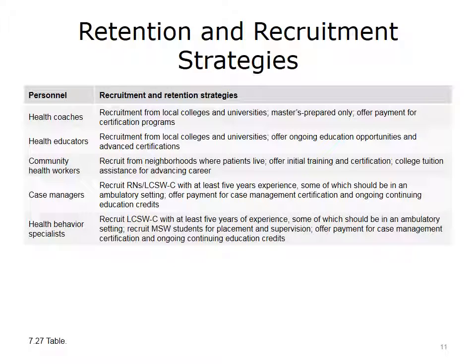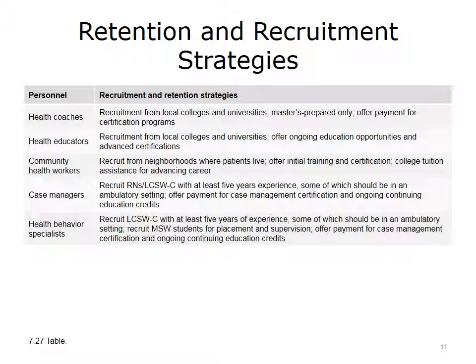They generally look for people in the clinical area who have had at least 5 years' experience. And they prefer that some of that experience be outside of inpatient acute facilities and in the community or in the ambulatory setting. For health coaches, they often recruit from local colleges and university staff who are coming out with a master's degree. That master's preparation is sometimes in psychology, sometimes in health behavior programs.